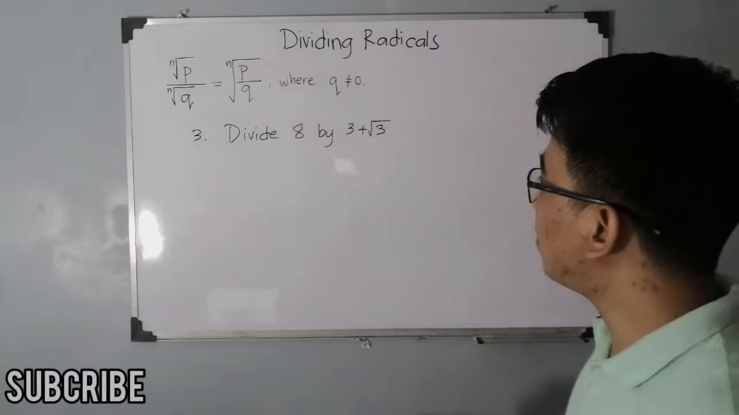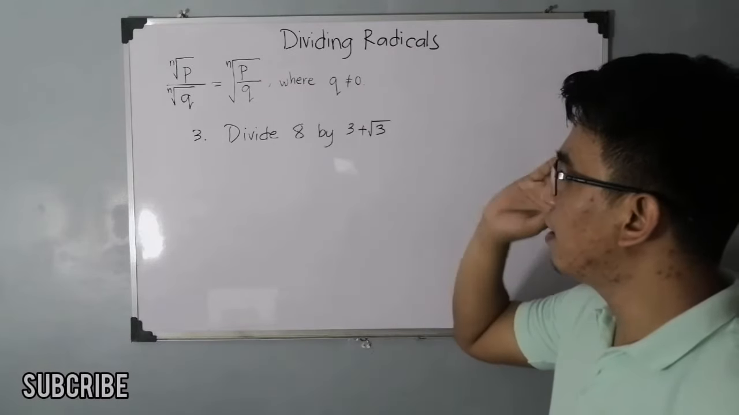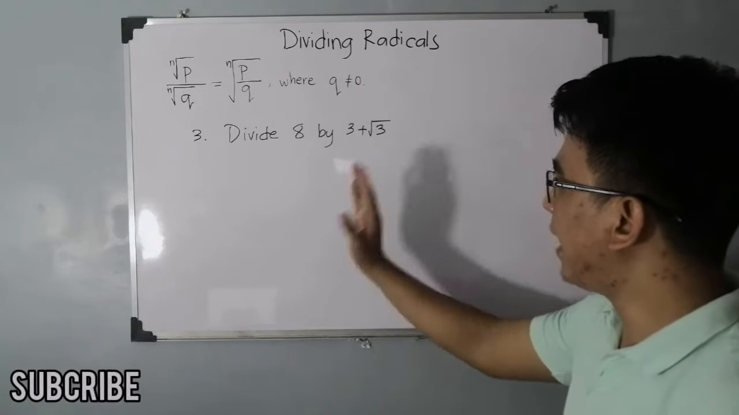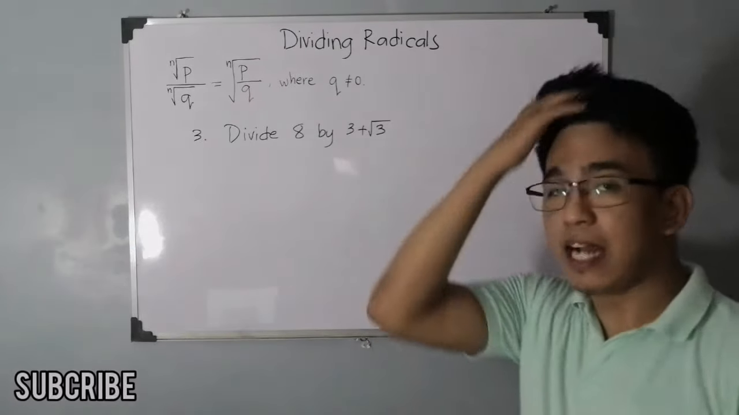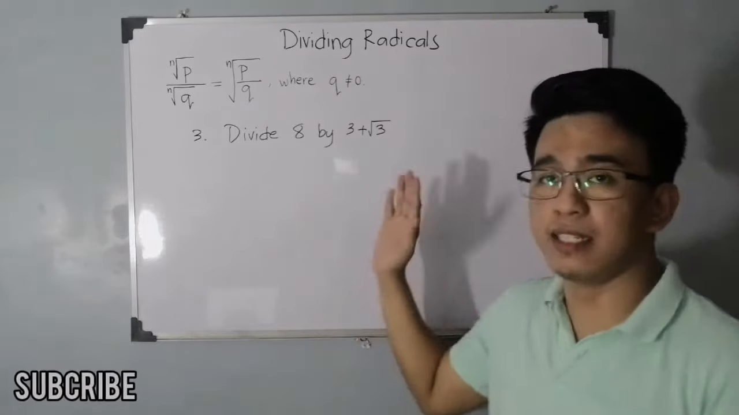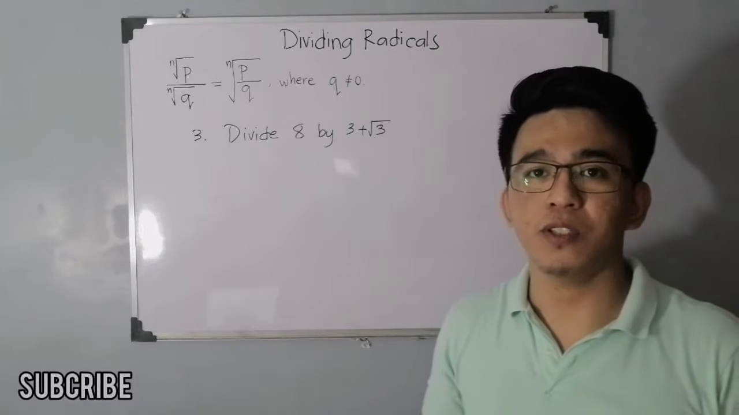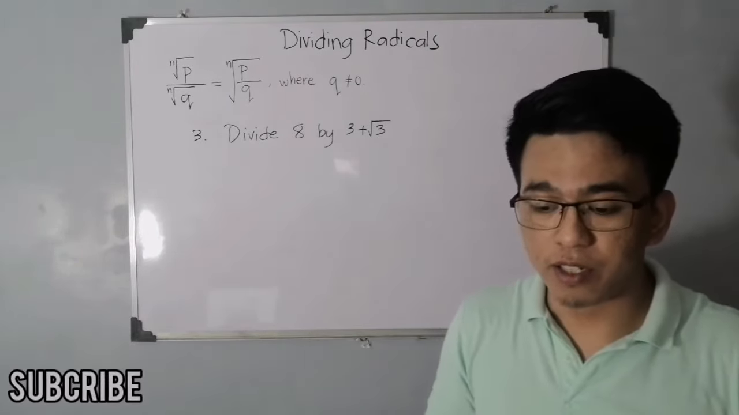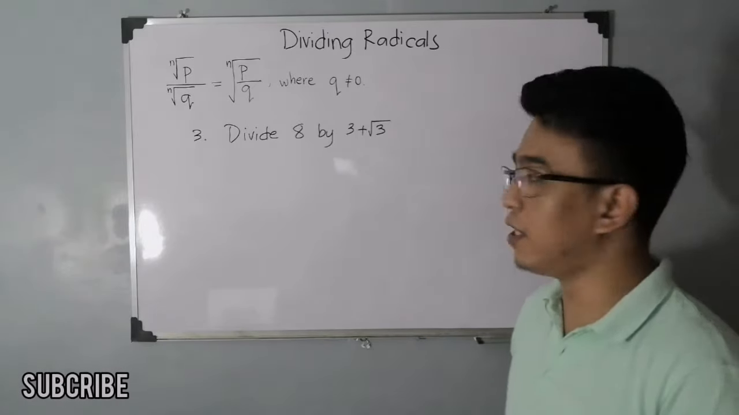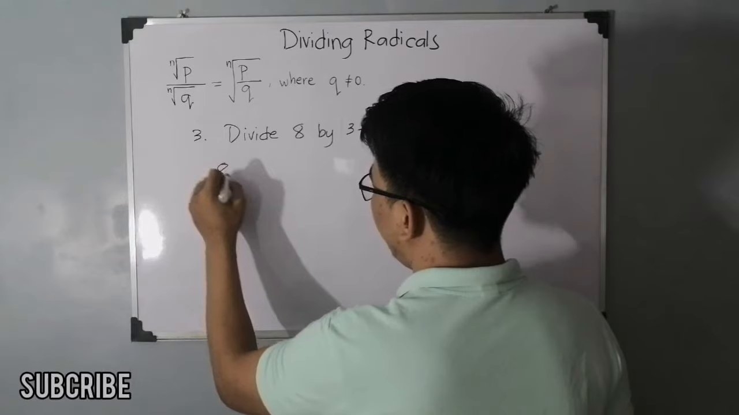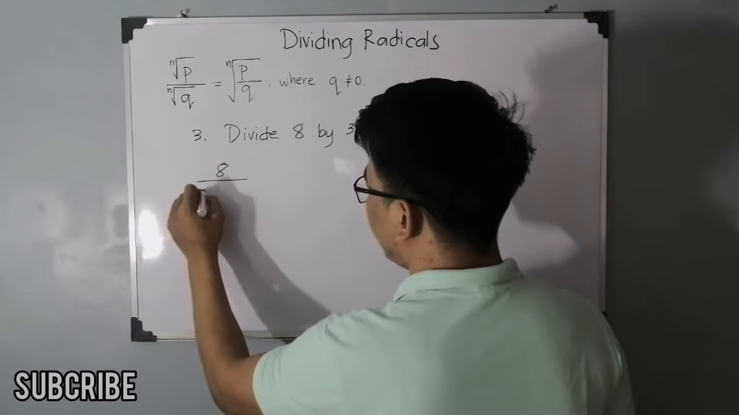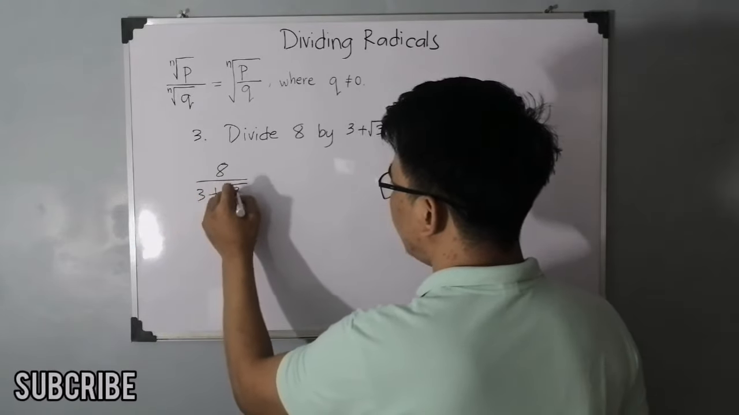Now, let's move on with item number 3, wherein we're given this kind of problem: divide 8 by 3 plus the square root of 3. Actually, this example is from the grade 9 module, wherein I need to explain it further para mas matutunan ng mga grade 9 learners. So we have here 8 divided by 3 plus the square root of 3. We can translate this one as radical or as a fraction like this one. 8 over 3 plus the square root of 3.